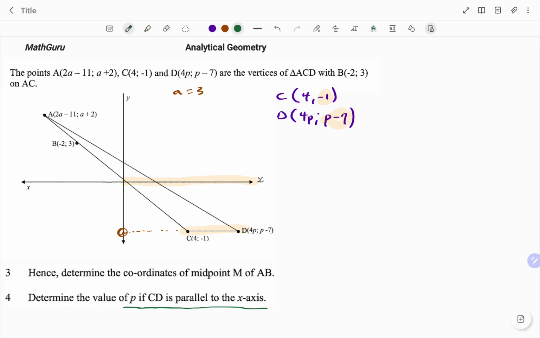What it means is negative 1 is equal to p minus 7. p minus 7 equals negative 1. Moving my negative 7 to the right hand side, p equals 7 minus 1. Therefore, my p is equal to positive 6.